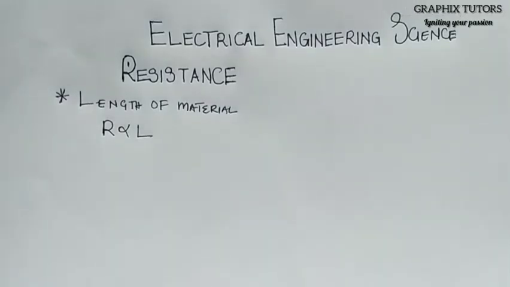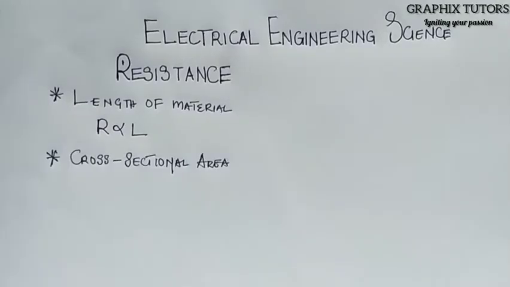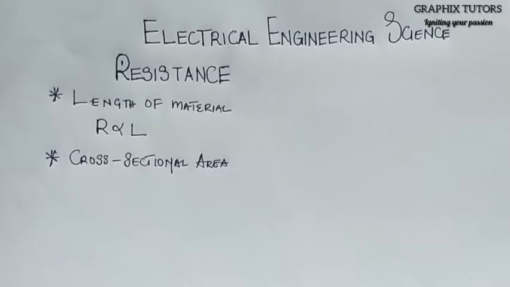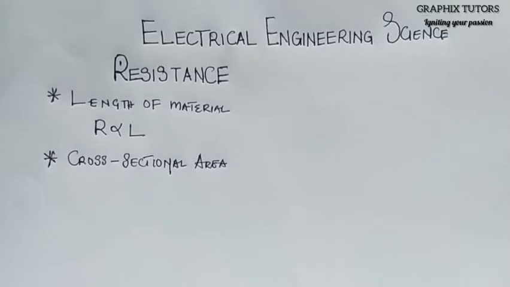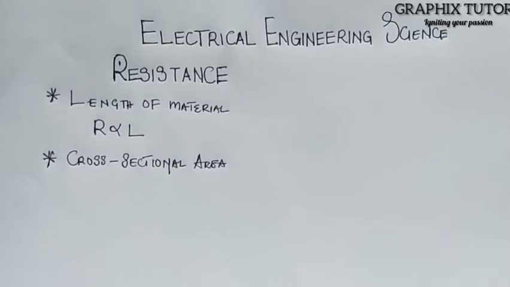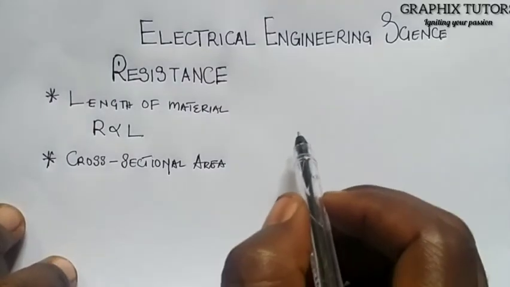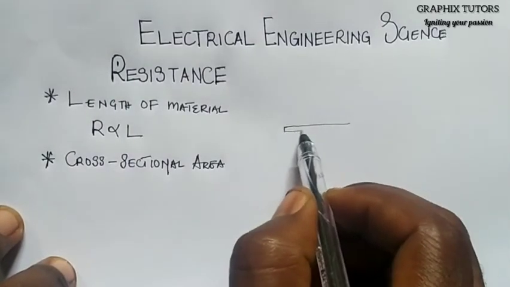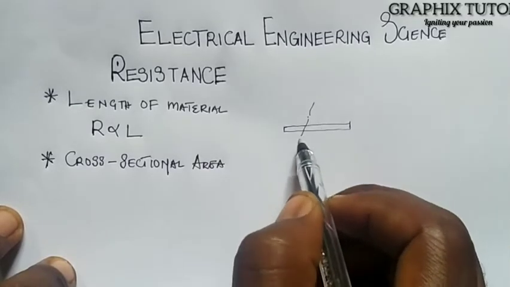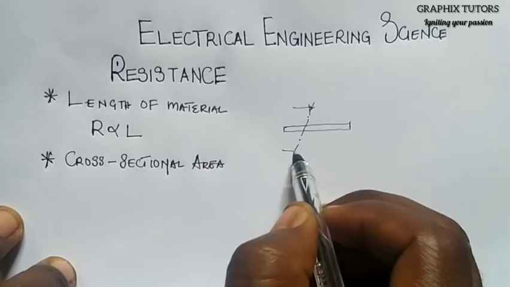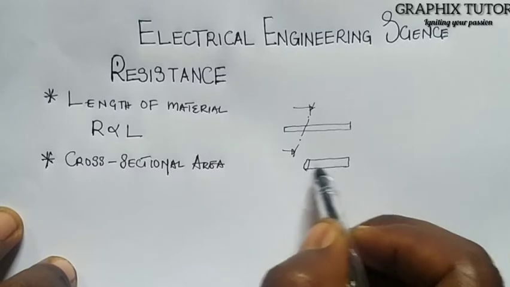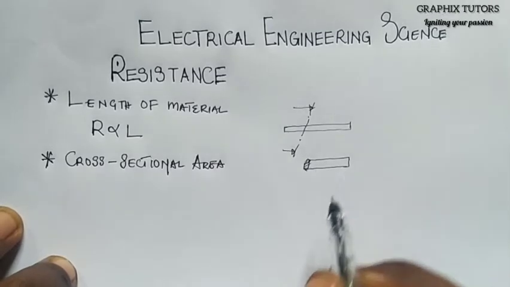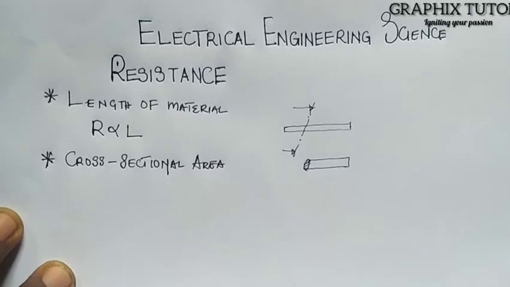Now, the next one we're talking about is the cross-sectional area. The cross-sectional area is another factor that affects the conductivity of a material. When I say cross-sectional area, I mean the thickness. For instance, if I have a wire this way, or a conducting material this way, and I section it in this direction and look at it, I'll be seeing something like this, right? So the thickness is called the cross-section, the area of the cross-section, right?